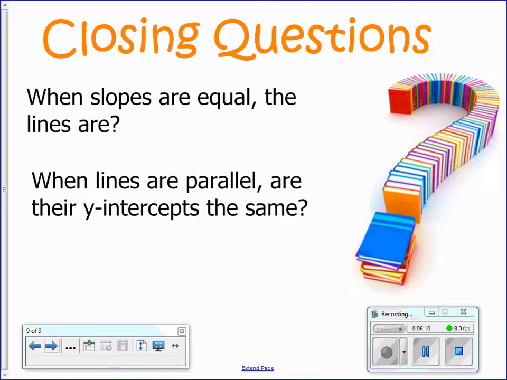So when slopes are equal, the lines are parallel. When the lines are parallel, are their y-intercepts the same? No.